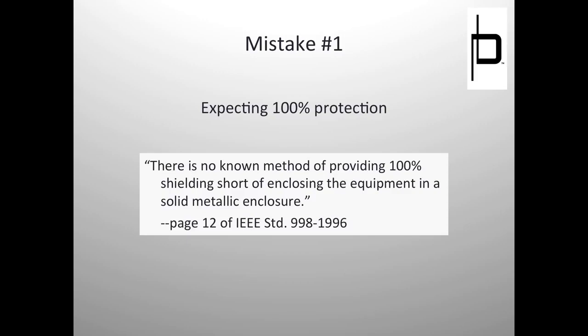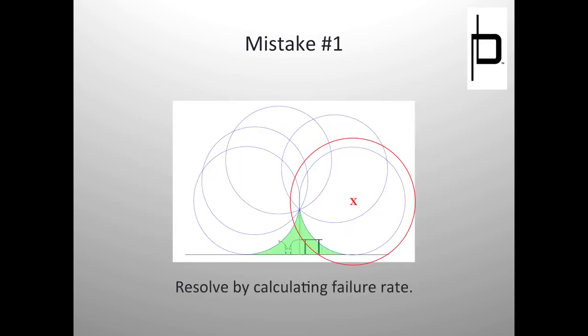So again, short of creating a Faraday cage, you're not going to be able to protect everything. So that is mistake number one. So how do we resolve this? Well, we resolve it by calculating a failure rate. Instead of saying 100% protection, we talked about this failure rate.